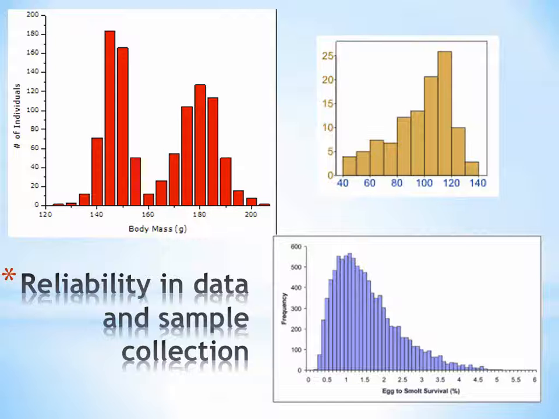We might be looking at 2 different year classes of fish. This might be year 1 and this might be year 2 of the same species. We could be looking at males in a population and females in a population, where we know the males are bigger and the females are smaller.